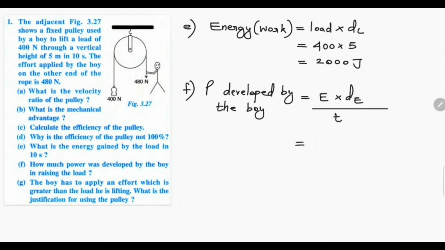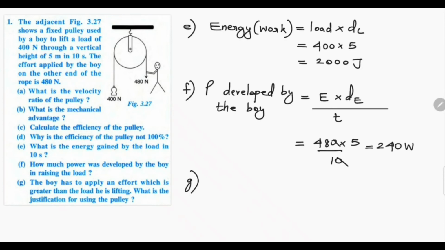These values have been given to you: 480. Since the velocity ratio is 1, the effort also will move by 5 meters. And the time is given to you as 10 seconds. 48 × 5 is 240. Hence the answer is 240 watts.